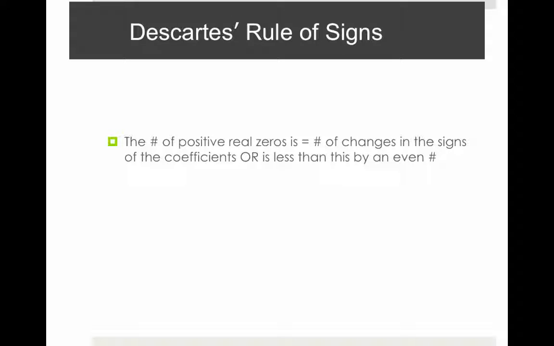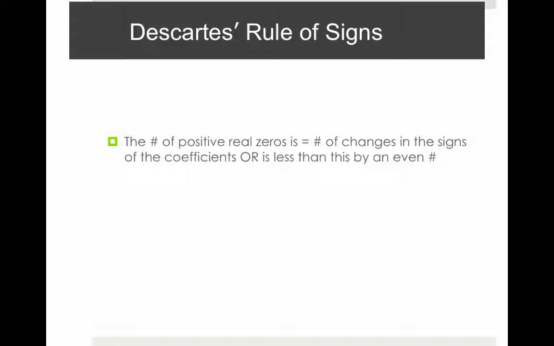So the rules are going to make more sense once we get to an example, but I want you to write this down. It says that the number of positive real zeros, so positive answers, is equal to the number of changes in the signs of the coefficients, or is less than this by an even number. Okay, so say in an equation the signs change 4 times. Then you could have 4 positive answers, you could have 2 positive answers, or you could have 0 positive answers. It's going to count down by an even number, all right?